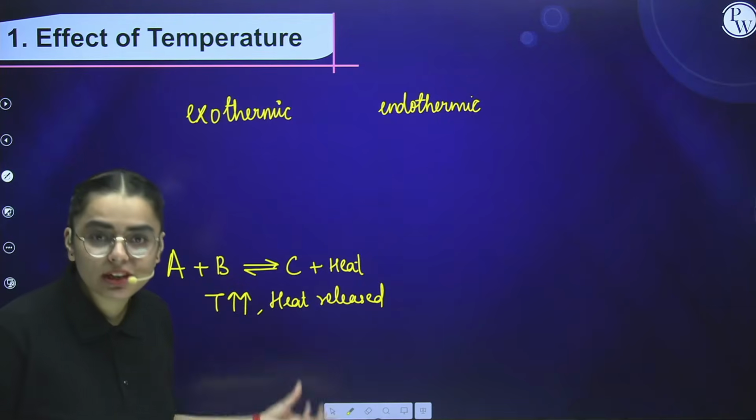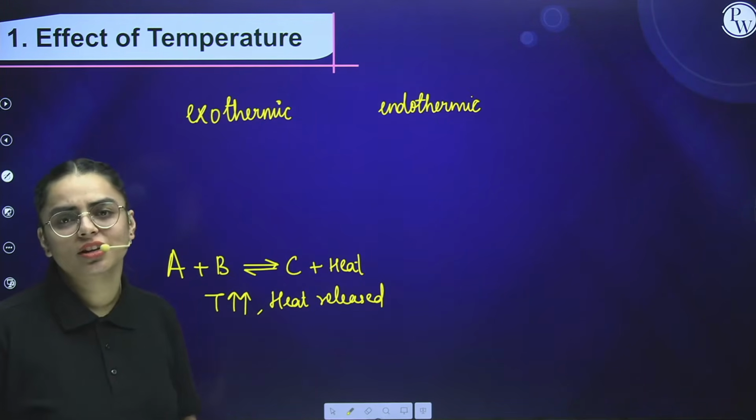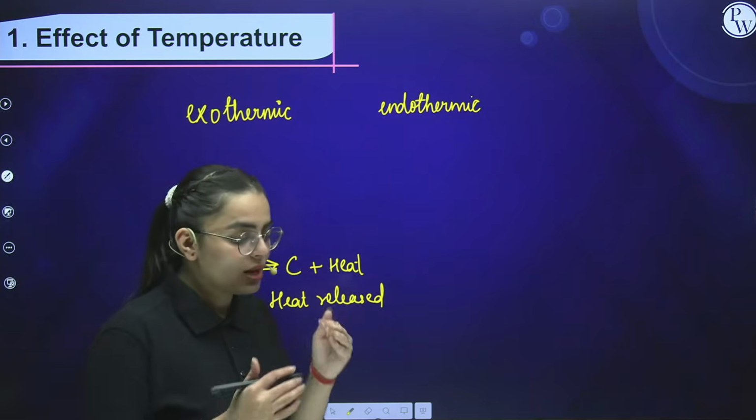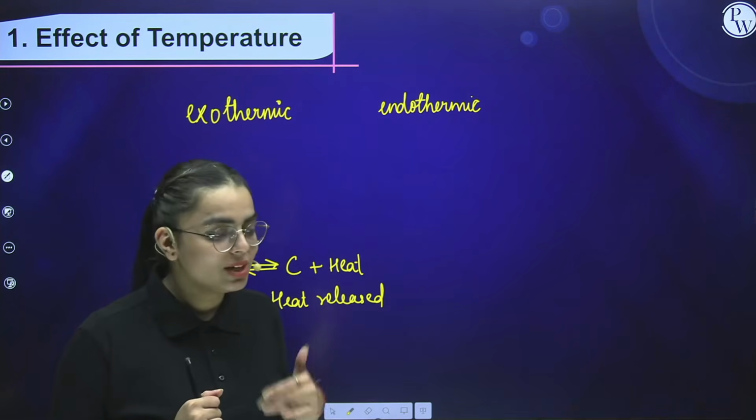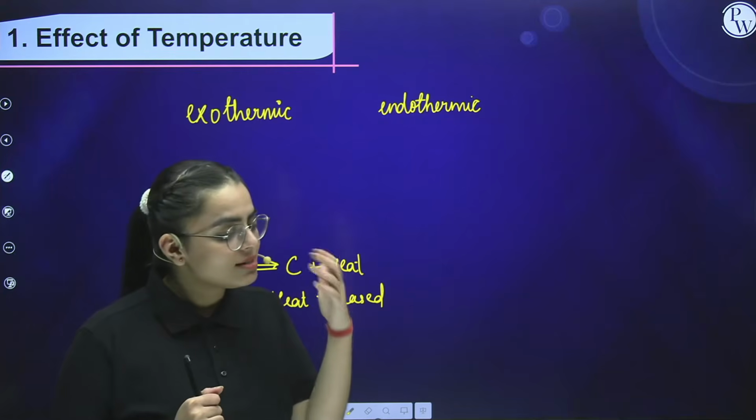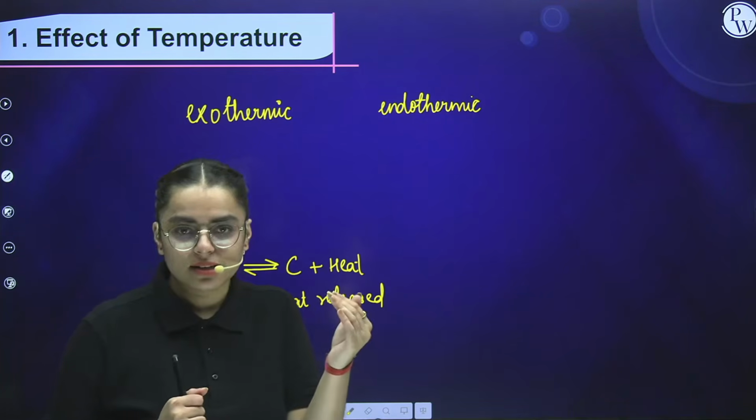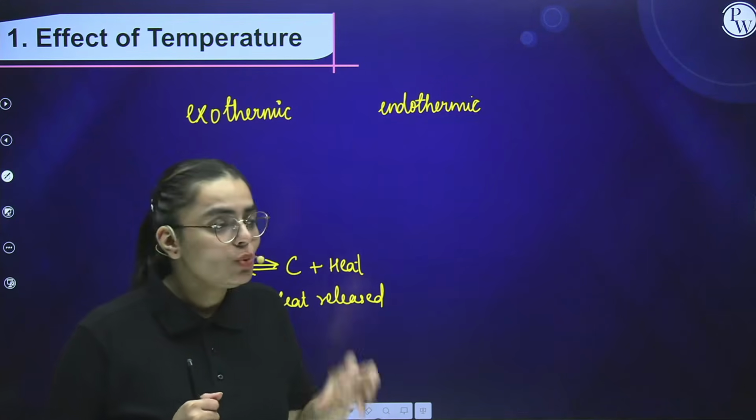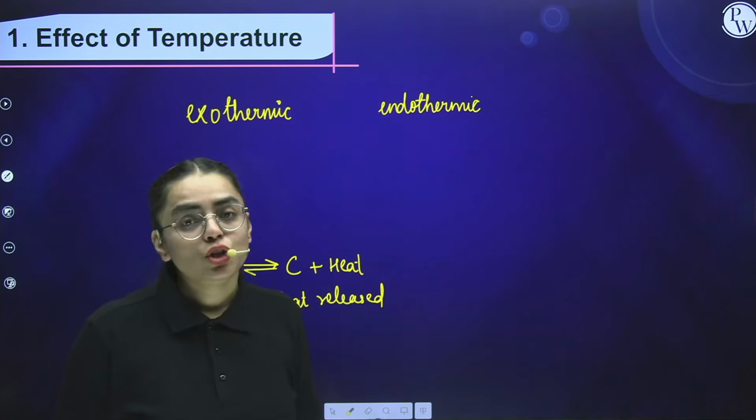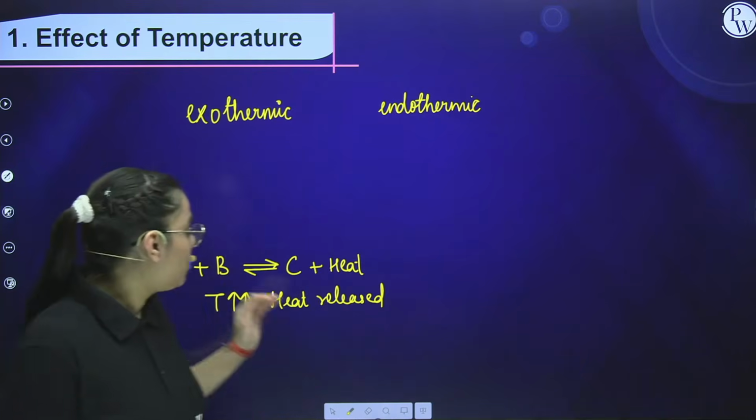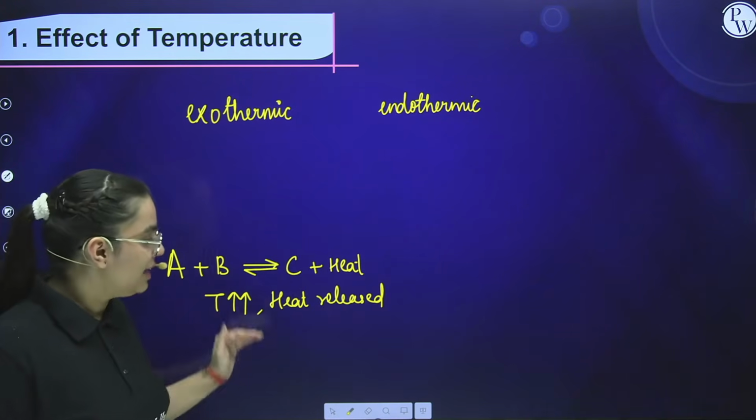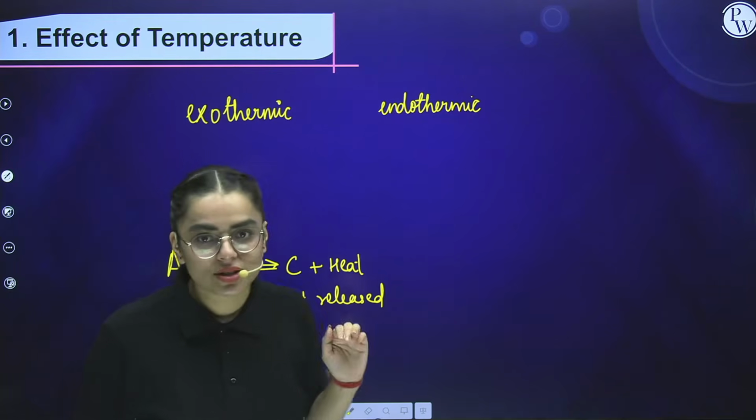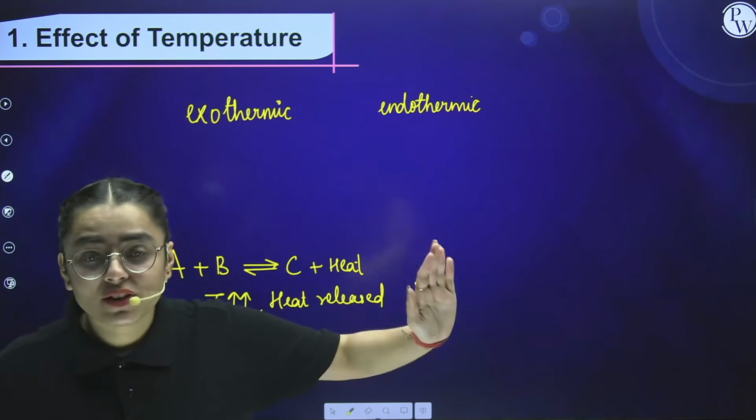And when heat is released, students, what will happen over here? We have told that the Le-Chatelier principle says that whenever you are increasing or decreasing pressure, increasing or decreasing concentration, or increasing or decreasing temperature, you have to undo the effect. So see, when the temperature increased, heat is released. That means the reaction is moving in the forward direction.